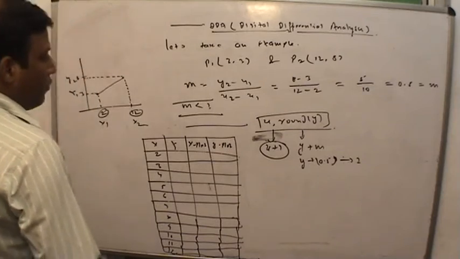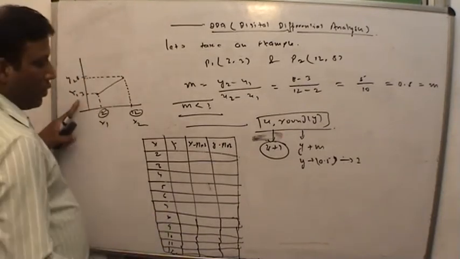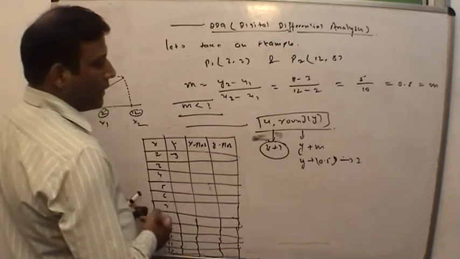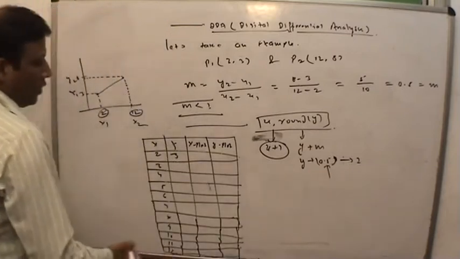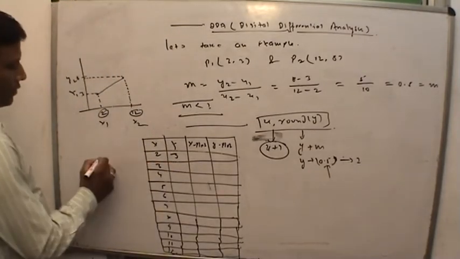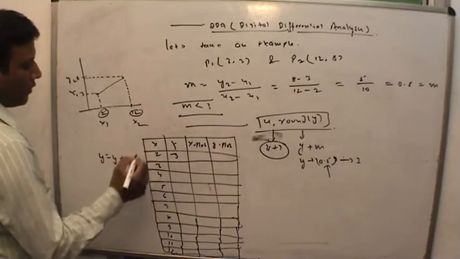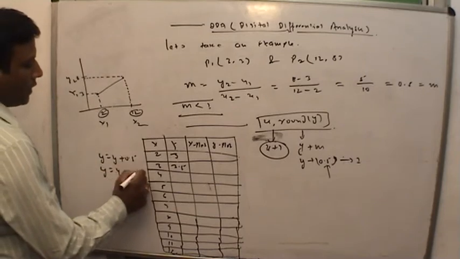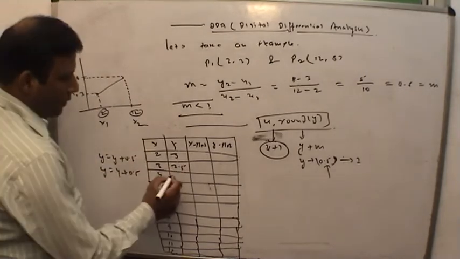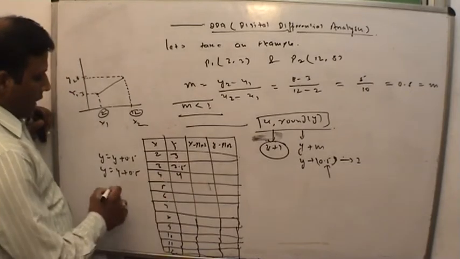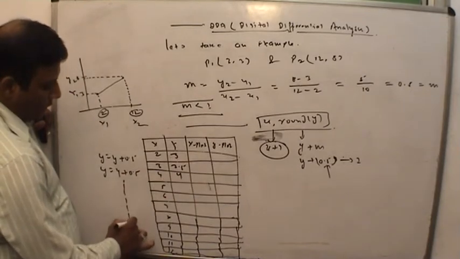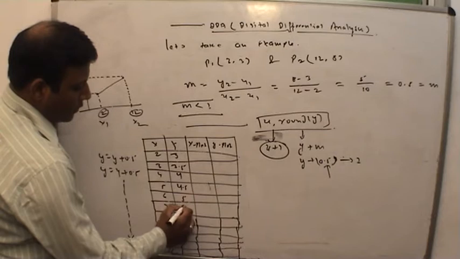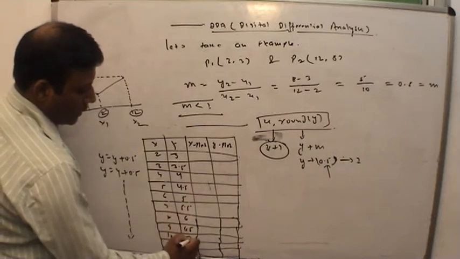The value of y is 3. We plot the value 3. And the increment of the y coordinate is 0.5. So the next value of y is y equal to y plus 0.5, then y is 3.5. Next, y is y plus 0.5; the previous value of y is 3.5, and when we add 0.5, we get 4. Then this is 4.5, this is 5, this is 5.5, this is 6, and 6.5, and this is 7.5.